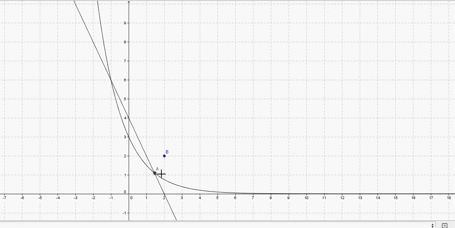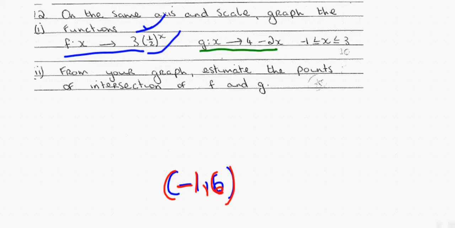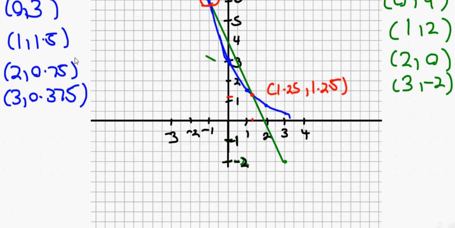Okay, so we can see this point here. This point A is around, let's say, 1.2 on the Y and about 1.3 or 1.4 on the x-axis. So we can see that our own line was actually reasonably close, but obviously won't be as accurate as a computer generated graph. Okay, next one.